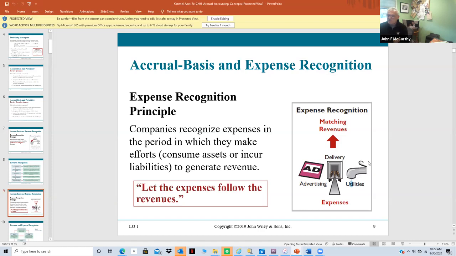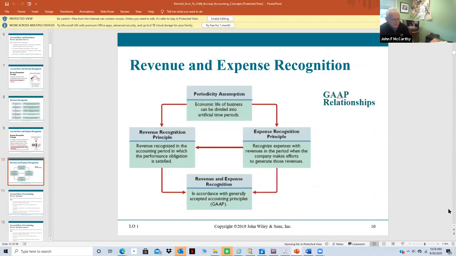So record the expenses roughly when you record the revenue. That's a general guideline. Again, that is not always true either, but it'll be true for this course. So forget the periodicity assumption. Look at the rev rec principle.